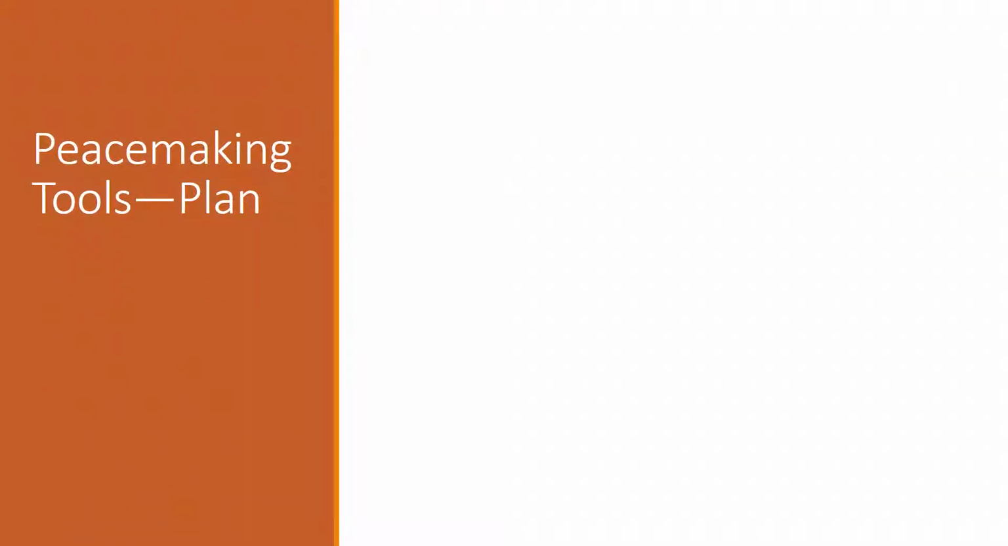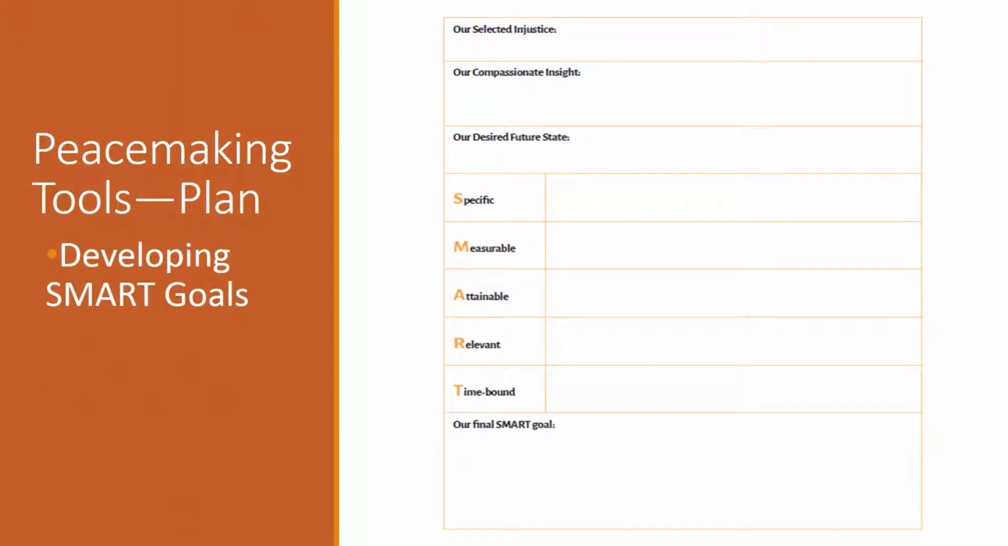The Plan tools begin with developing SMART goals. As an individual or with the team, youth will build upon the compassionate insights discovered in the Understand tools to develop SMART goals that will help add structure to their plan. SMART goals are S, specific, M, measurable, A, attainable, R, relevant, and T, time-bound.